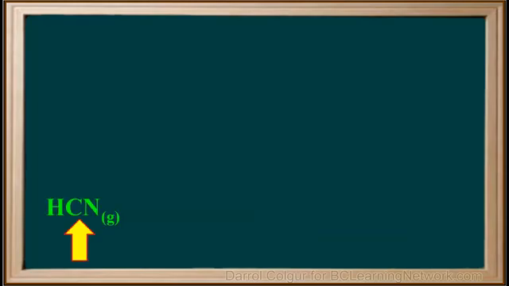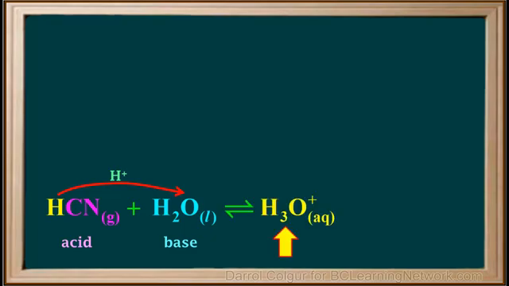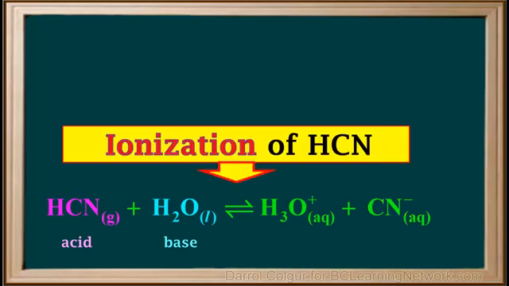Now we'll see what we get if we add HCN to water. Because HCN starts with H, we'll treat it as an acid, and H2O is a base. So there will be a proton transfer from HCN to H2O. The H2O will gain a proton, or H+, and form H3O+, or hydronium. And the HCN will lose a proton, or H+, and form CN-.